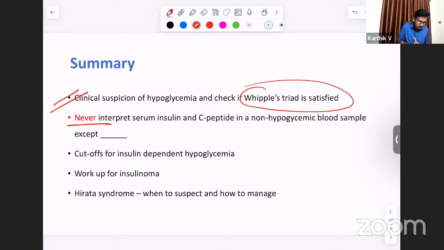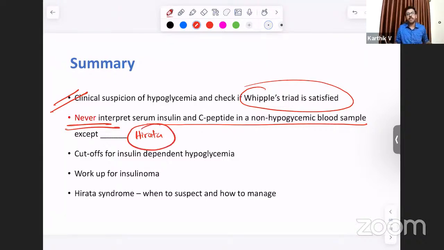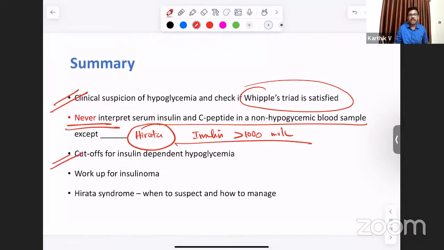And very, very important, never interpret serum insulin and C-peptide in a non-hypoglycemic blood sample, except sometimes in Hirata. In Hirata, even without hypoglycemia, the patient may have insulin levels of more than 1,000. So that may give you a clue. Even in a patient with a history of hypoglycemia but currently not hypoglycemic, he may still have an insulin level of more than 1000 in Hirata. So the cutoffs for insulin-dependent hypoglycemia, the insulin and C-peptide cutoffs, we have learned.